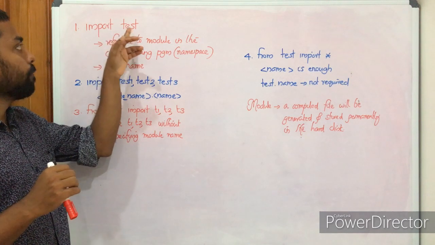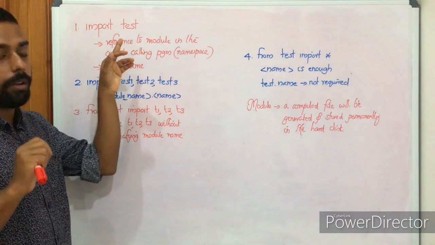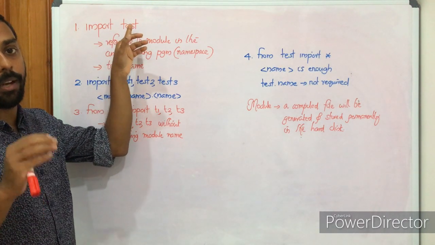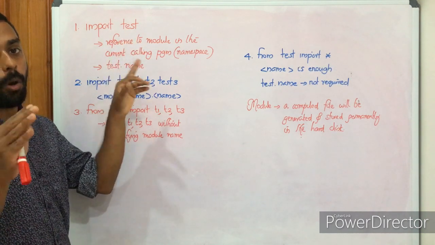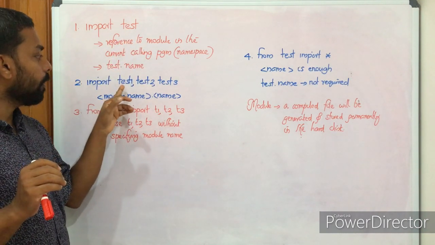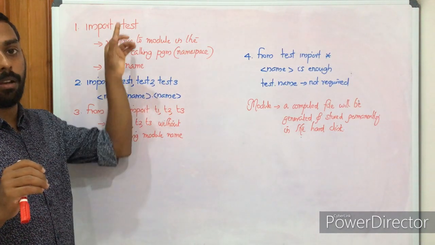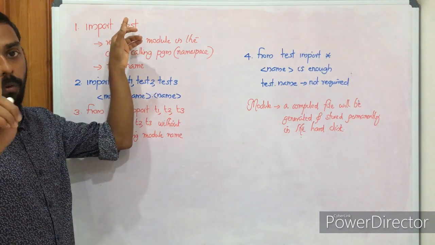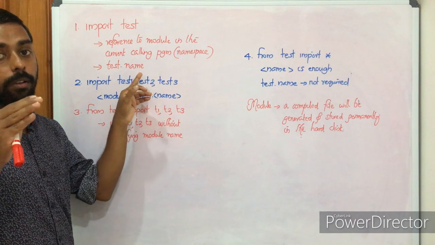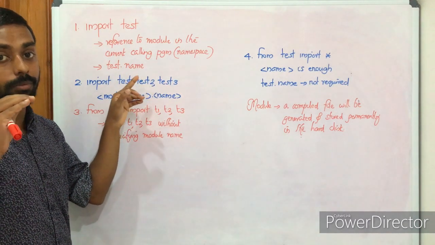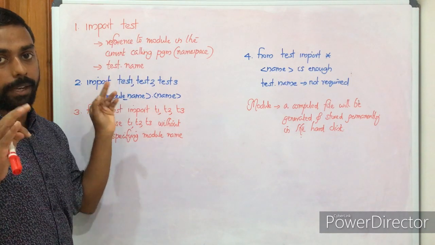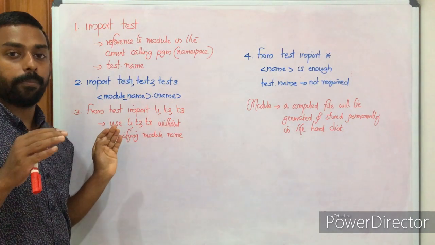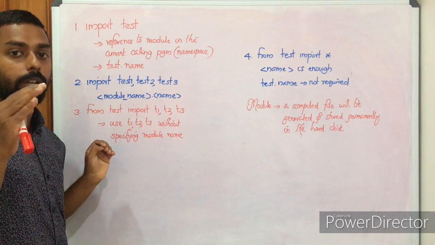Import test, importing one module, and a reference to test will be created in the current calling program or the namespace, and we have to use module name dot name. Then test1, test2, test3. Instead of importing one module, we are importing three modules to the program. The only difference is here we have only one, here we have three. Then the third one is from test import t1, t2, t3.